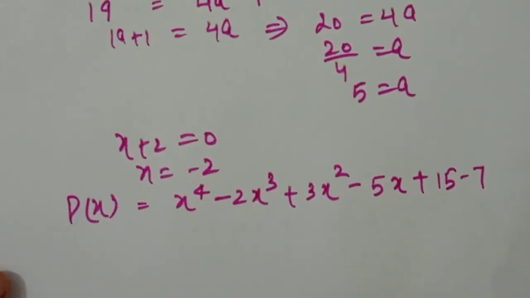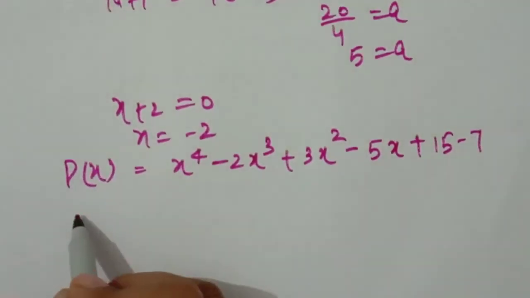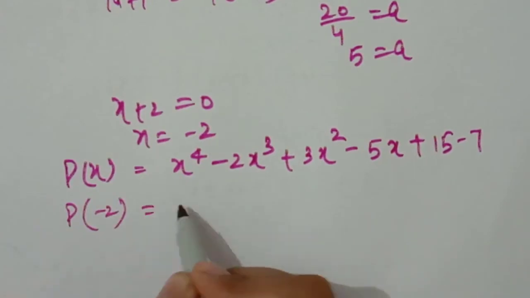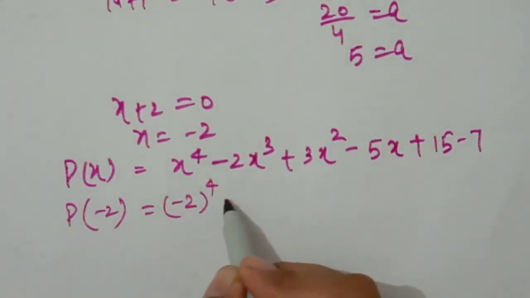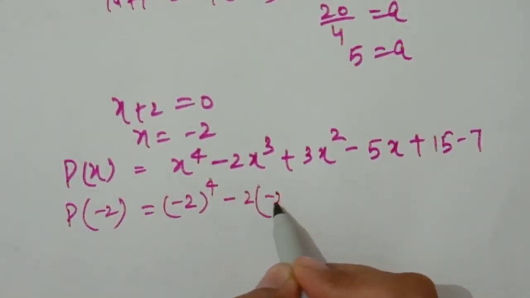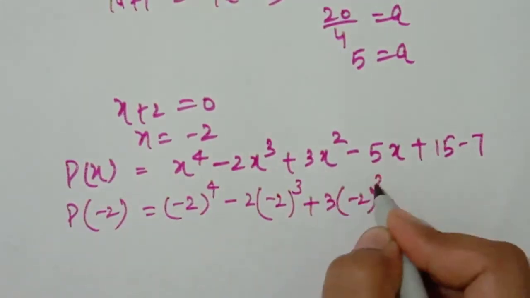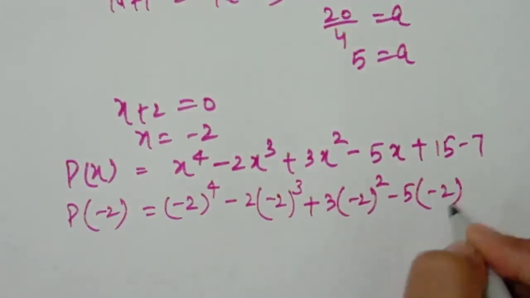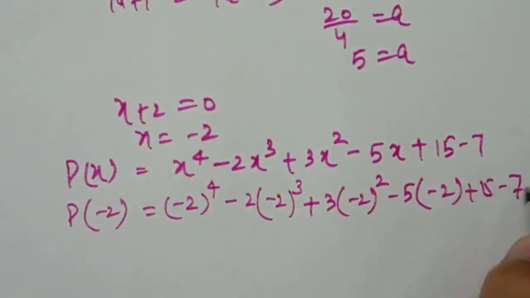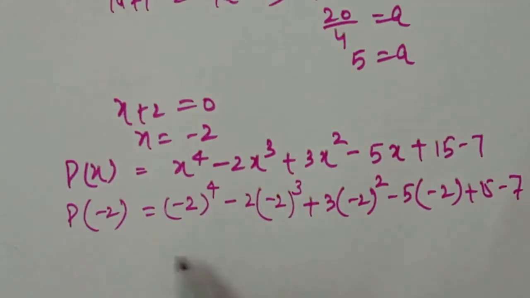Now we will put the value of the variable in the given expression, which is minus 2. Then it is minus 2 whole to the power 4, then minus 2 cubed, then plus 3 times minus 2 whole squared, minus 5 times minus 2, plus 15 minus 7. So now it is very clear and easy to solve this calculation. Now you will do this.